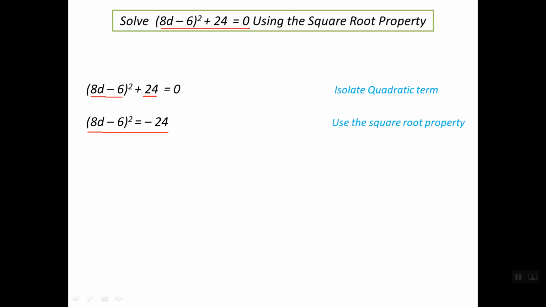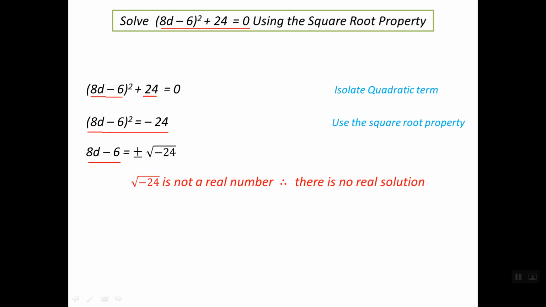Now we can use the square root property. So 8d minus 6 is equal to plus minus the square root of minus 24. So as you know, the square root of minus 24 is not a real number. So there is no real solution for this quadratic equation.